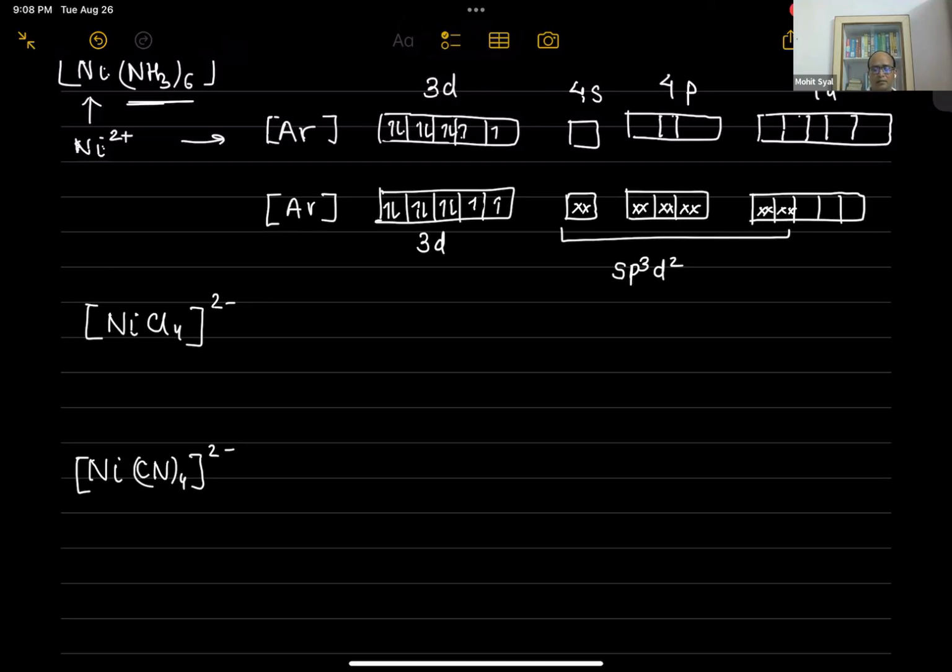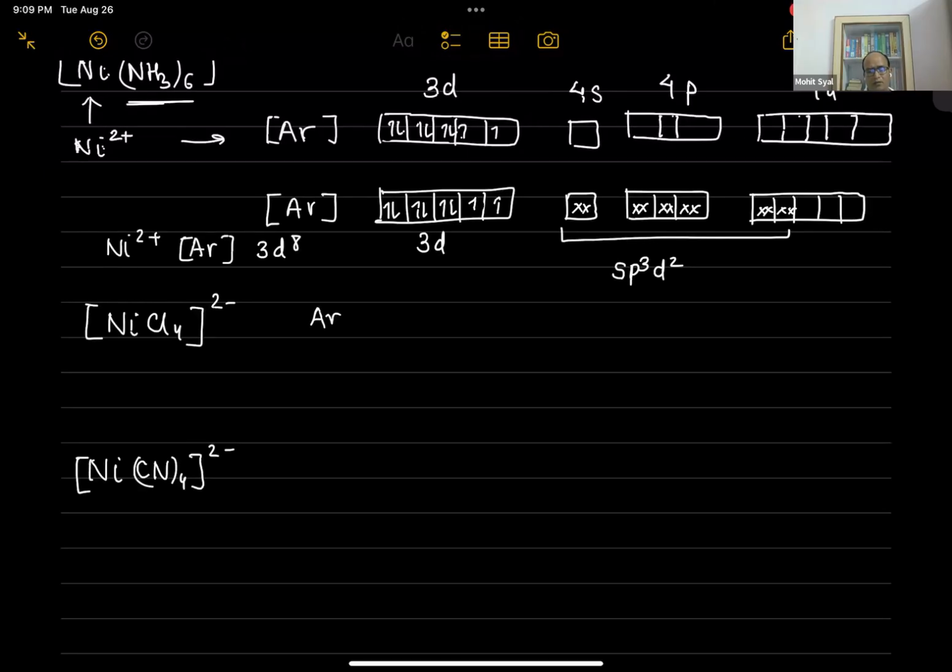So Ni plus 2 is argon 3d8. Originally it was 3d8 4s2, but because it became plus 2, we removed those 2 electrons from 4s. So now it is 3d8. Got it? So this is 3d8.